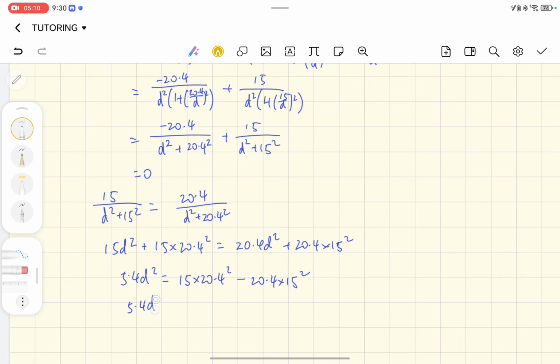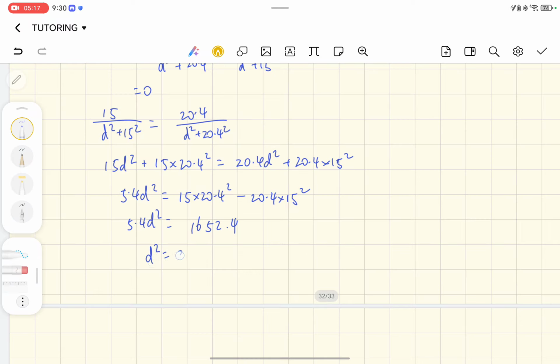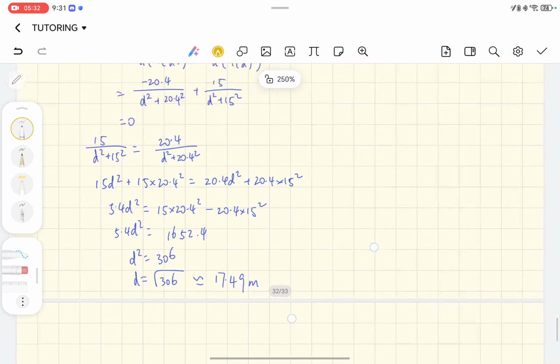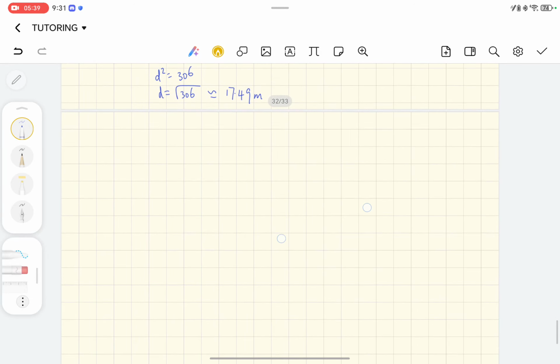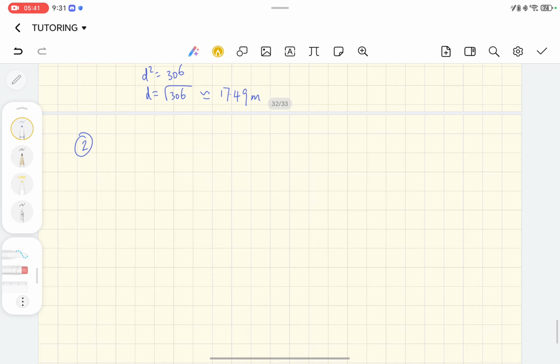So 5.4d squared equals 1652.4. So d squared equals 306. d equals root 306, which is around 17.49 meters. Right, so this is a very quick way using inverse tan derivatives. But this is not covered in NCEA, and now we're going to go through our second way, which is probably what NCEA wants from us.